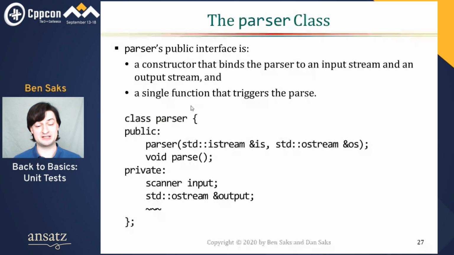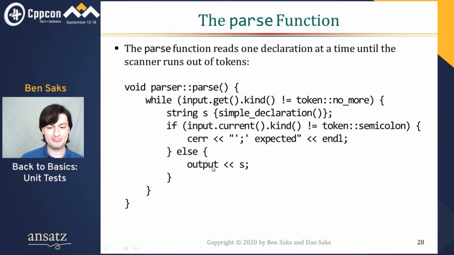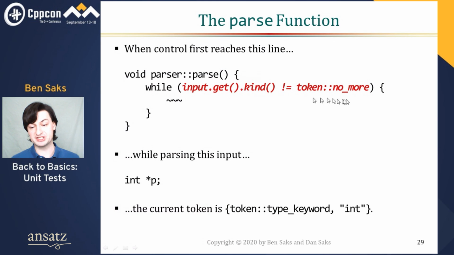The parser class here has a public interface that's just a constructor that sets up the input and output streams for the parsing operation, and a single function here that just triggers the parse to go. Now, what the parse function actually does is it can read multiple declarations. And it just reads them one declaration at a time, essentially, until the scanner runs out of tokens. So the first time that control reaches this line, when we're parsing this input, the token will be that int keyword at the beginning, which means that the token isn't the no more token. We'll move on and parse a declaration.